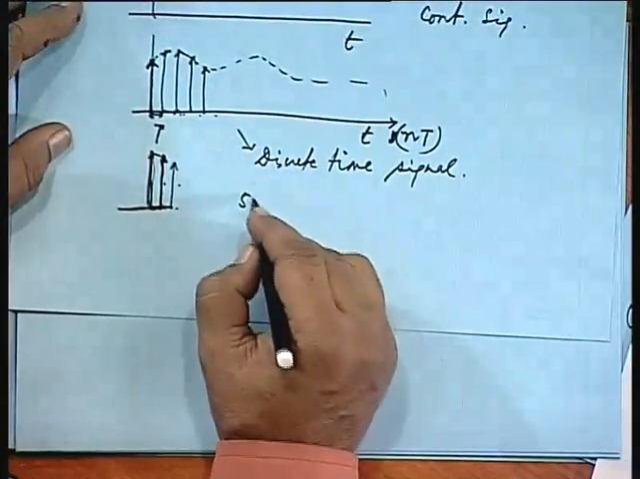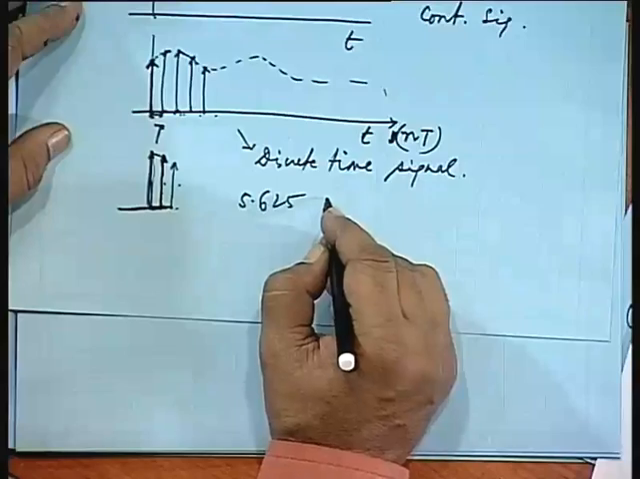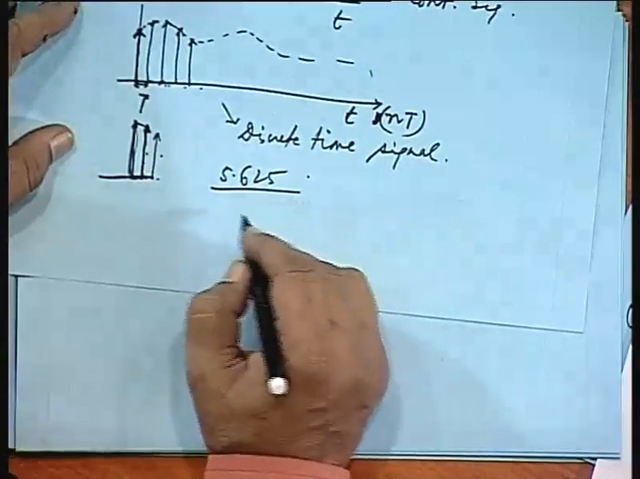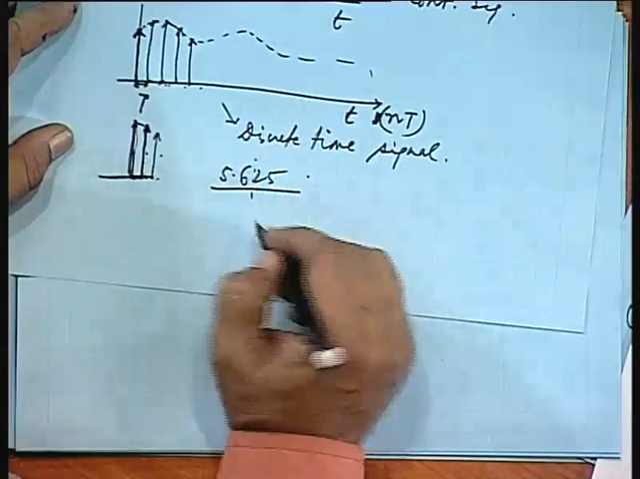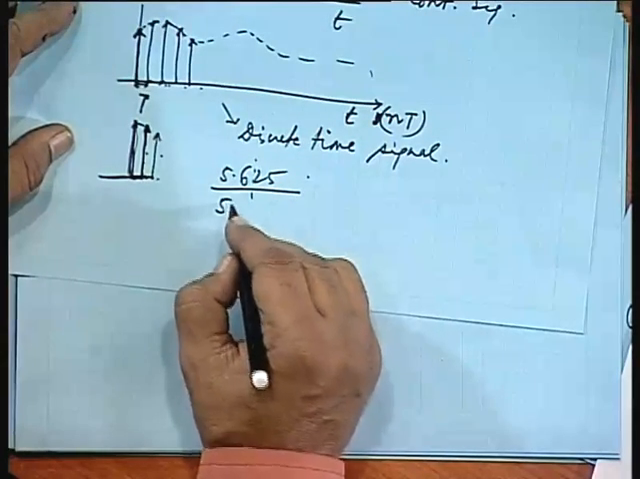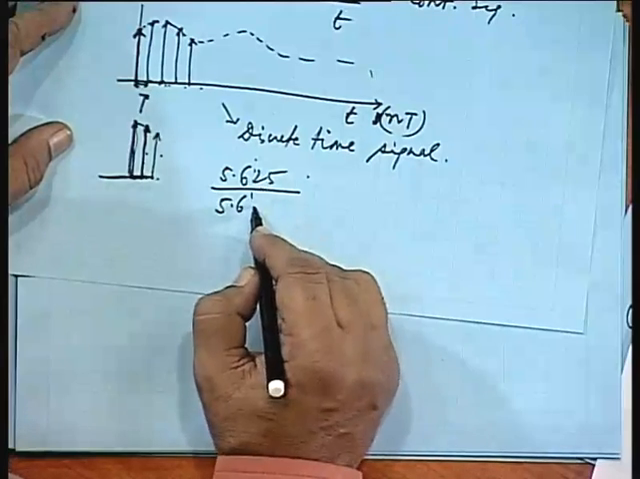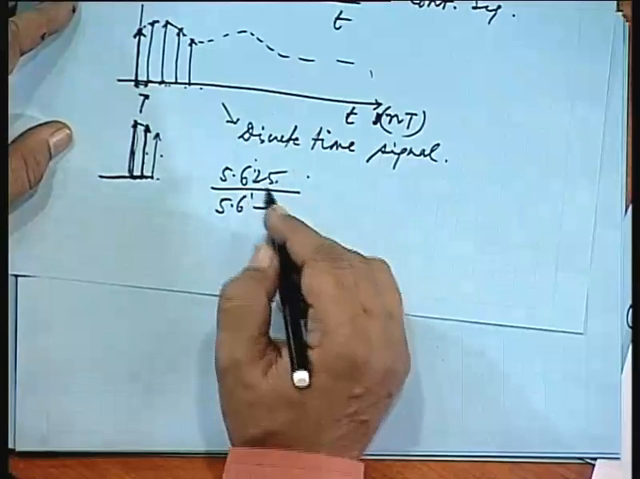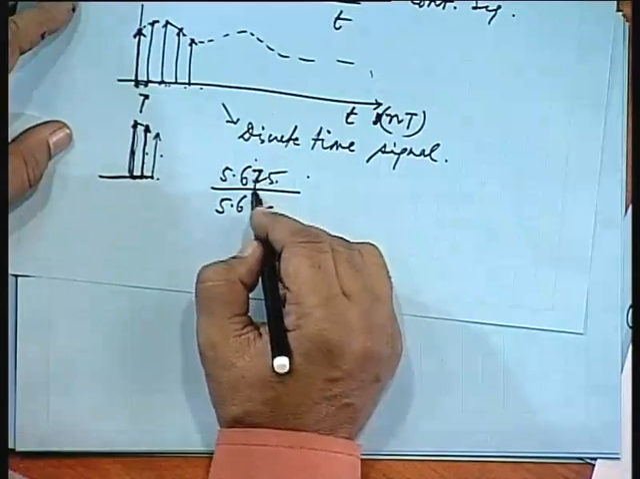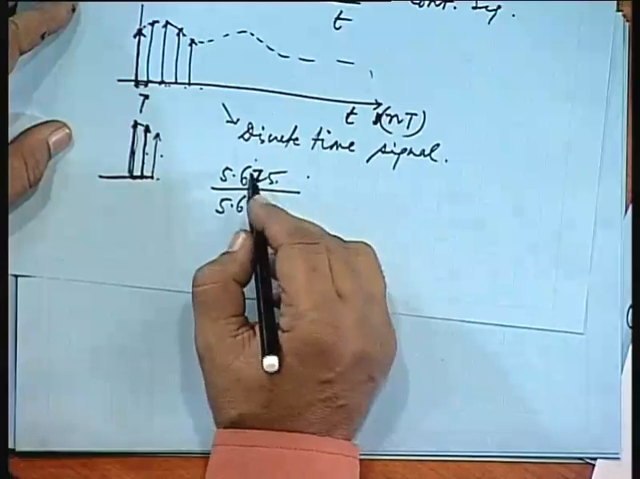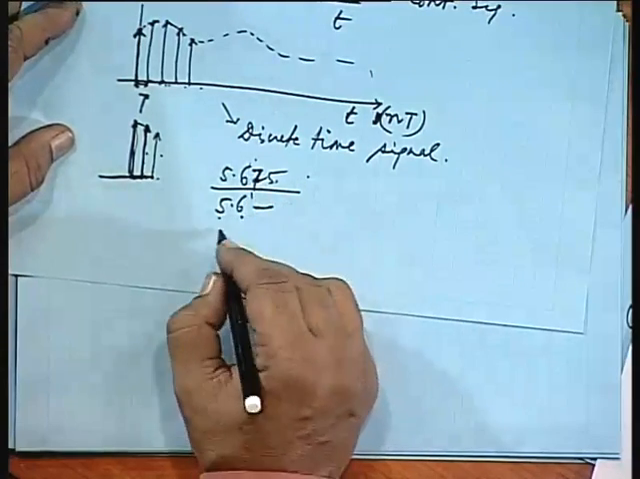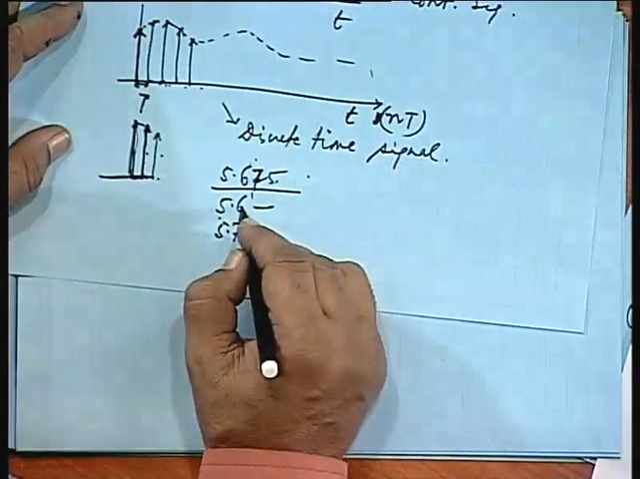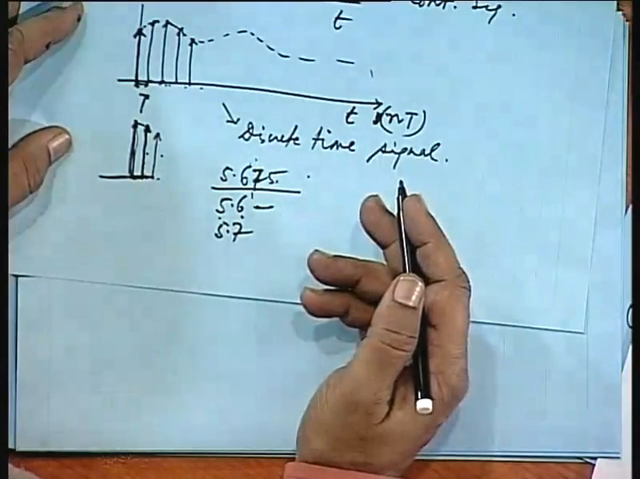If the value is say 5.625 units, say so many volts or any other unit, and I have just one decimal place of storage capacity, then it has to be recorded only as 5.6. There will be a truncation, these two digits will be truncated, or it may be rounded off. If there is truncation, it will be 5.6. If it is rounding off, then it will be 5.7. But I will not allow you to go beyond one decimal place of accuracy.